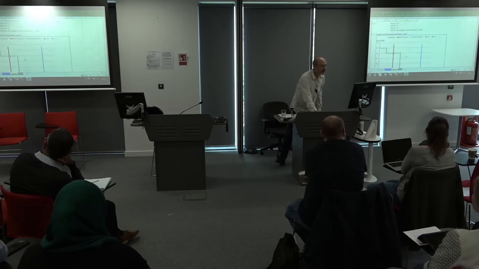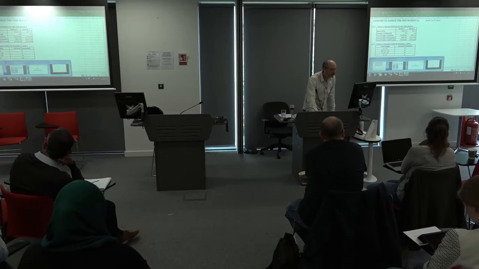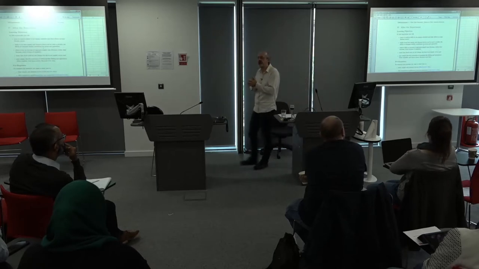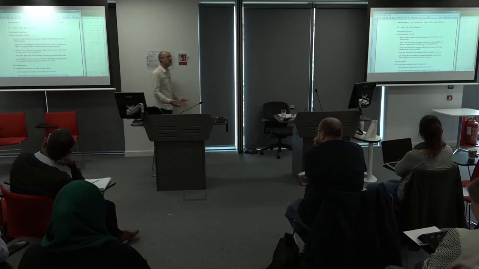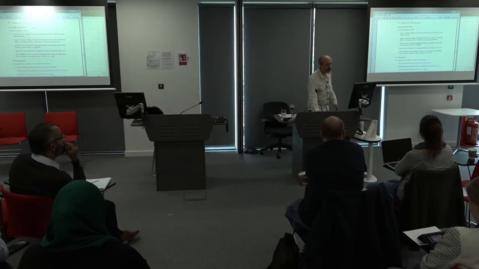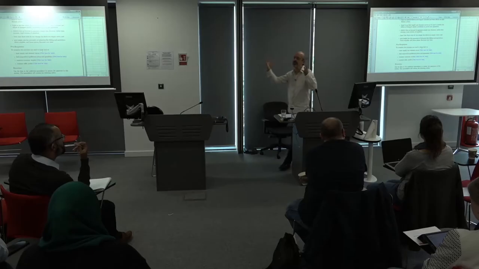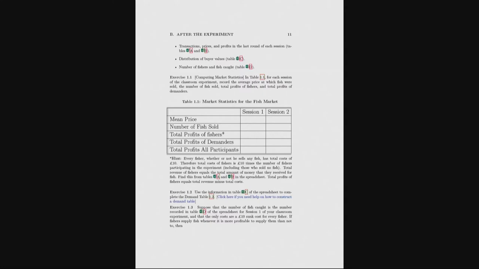Okay? So in this particular case, if we go back to the student notes, the second part of the student's instructions is the instructions for after the experiment. After the experiments, you tell them what the learning objectives are, what the prerequisites are that they need to do the exercise. Ideally, here you see it as a PDF. The idea is that this should be online and you should have all kinds of links. And then you have exercises asking what to do, for which you get the solutions with the particular data, and you can use the particular data of the experiment or from previous experiments. Okay.